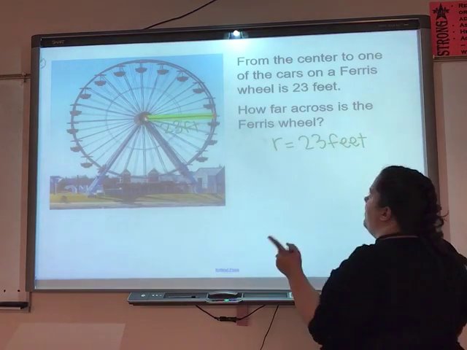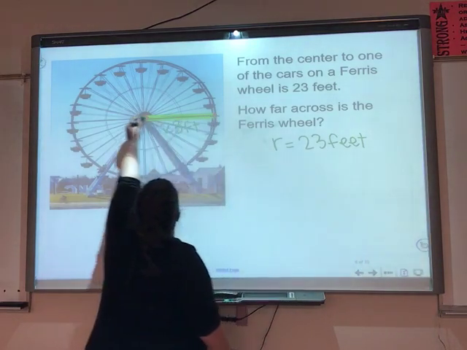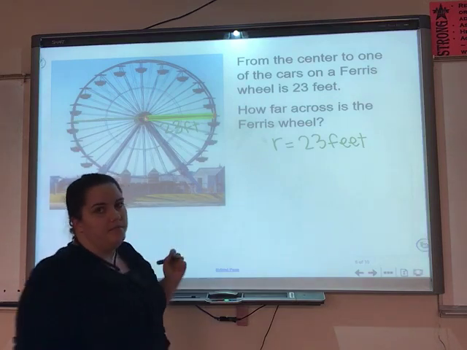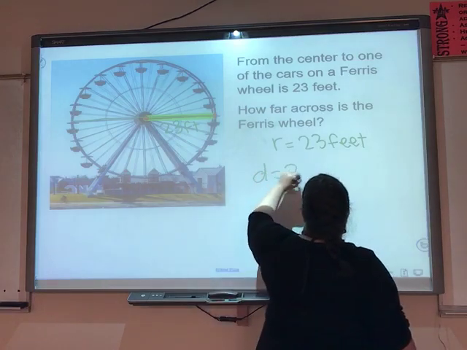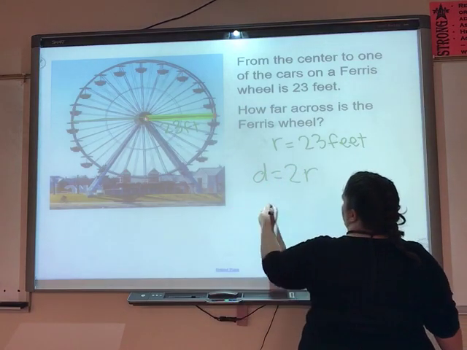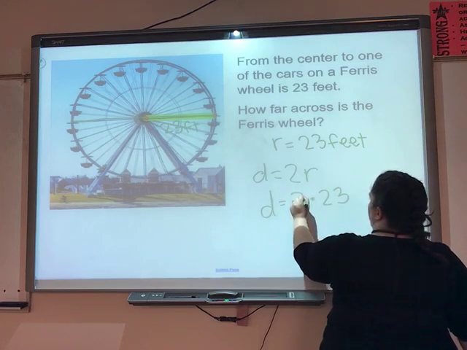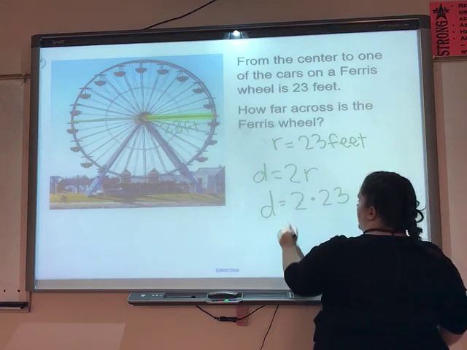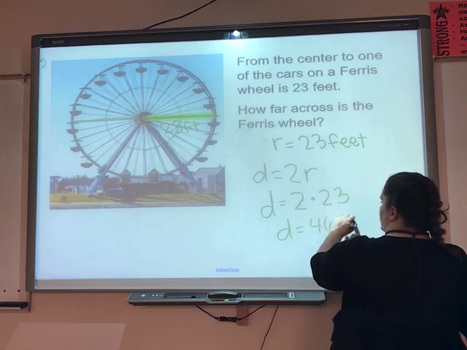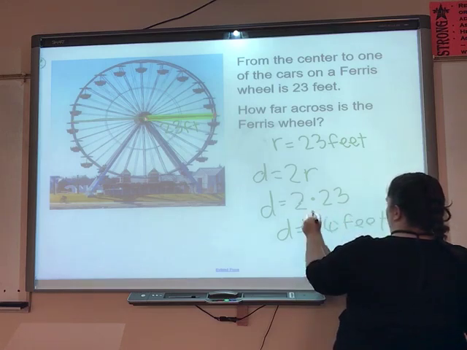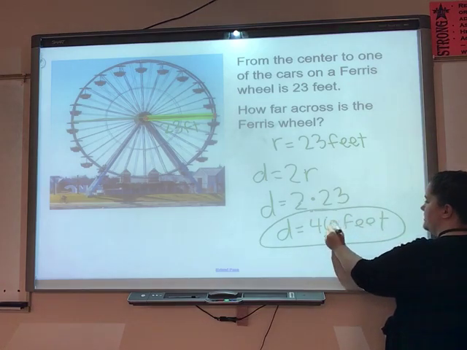Okay? So if my radius is 23 feet, and I want to figure out how far across is the Ferris wheel, well, going all the way across, that's a diameter, right? So let's use our formula. Diameter equals 2 times the radius. We know that the radius is 23 feet, so I can do 2 times 23, and my diameter is 46 feet. That means that the Ferris wheel is 46 feet across.